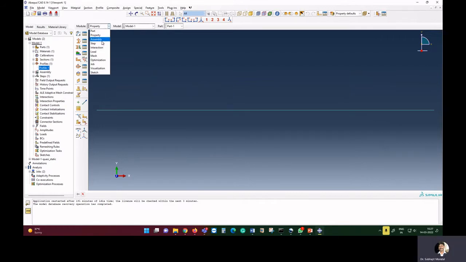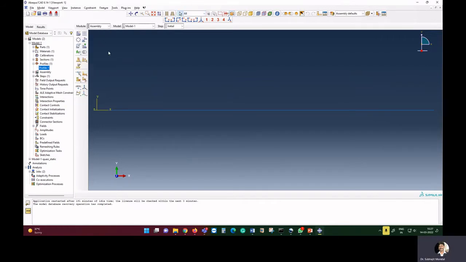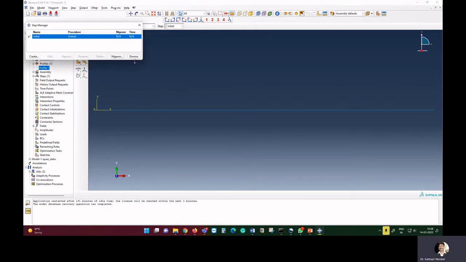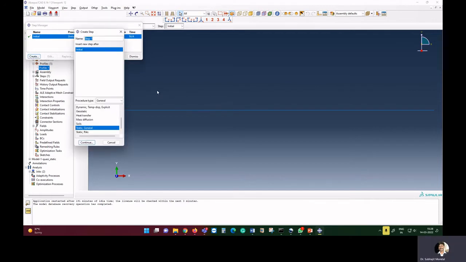Next, we define the assembly. Here we have created the instance. Next, we have to assign what type of analysis we want to perform.